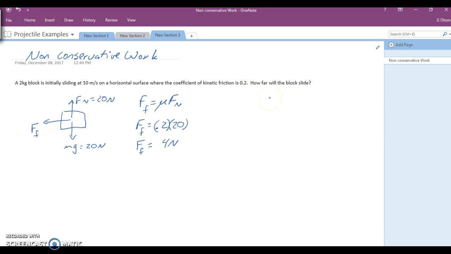So I've already drawn a free body diagram here. We've got the gravity force, 20 newtons. Normal force will also be 20. It's on a horizontal surface, so they will balance out. Friction force, I've gone ahead and solved that here, 4 newtons.